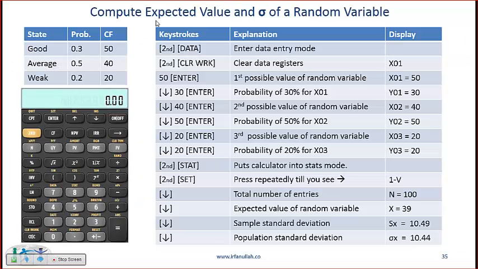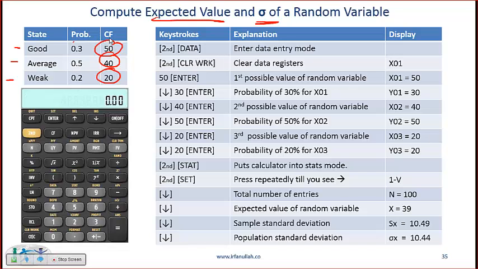Next point has to do with computing the expected value and standard deviation of a random variable. Now you might think that you've sort of done this, but there is a difference. In the earlier discussion on standard deviation and variance, we said that we are given a data set, you plug the data set into a calculator, and you come up with the standard deviation. Now the difference is that let's say you have a variable such as a cash flow, where the cash flow depends on the state of the economy. Each state of the economy has a probability. So there's a 0.3 probability that the cash flow will be 50 and so on.